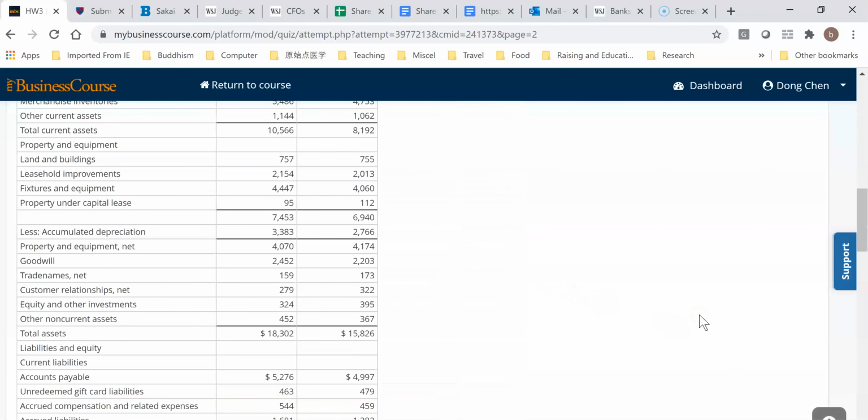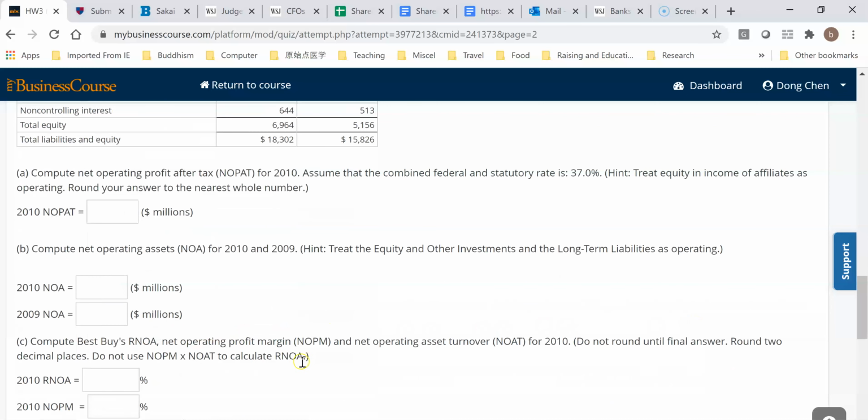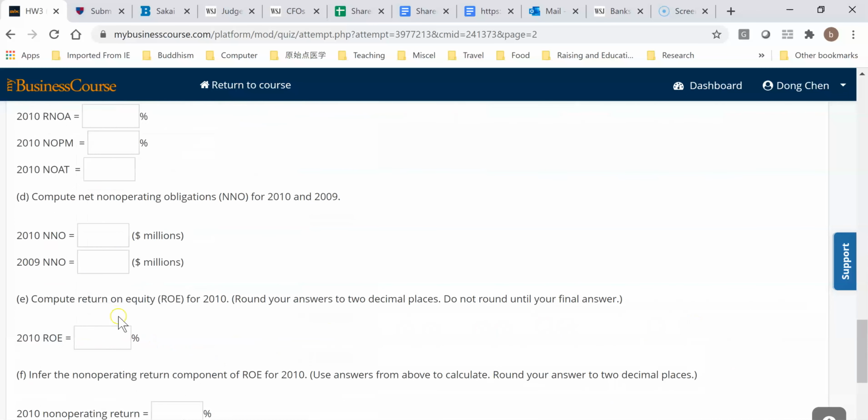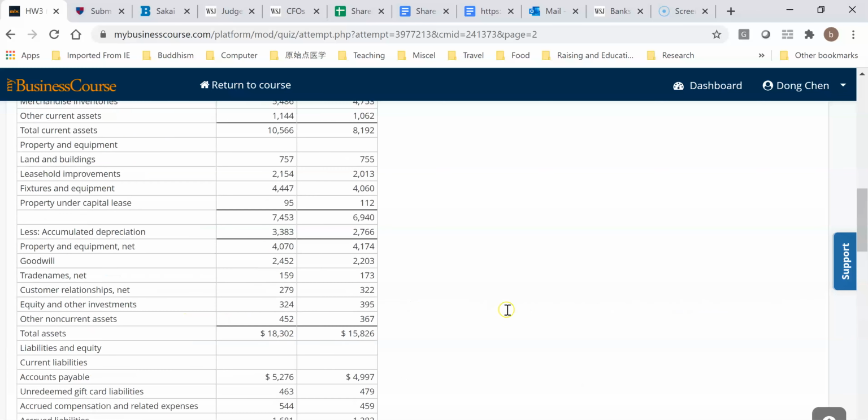And it's basically asking us to calculate the NOPAT, NOA, and related numbers. So again, we need to pay close attention to the rounding requirement and also the hints. Hint: treat equity in income of affiliates as operating. Yeah, so this relates to the calculation of NOPAT.